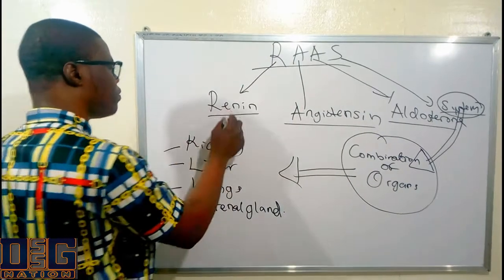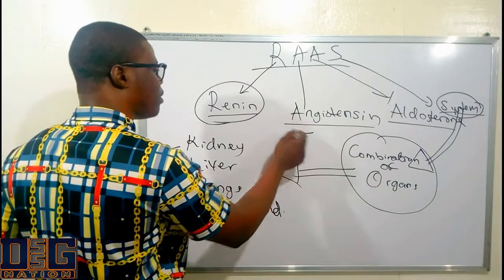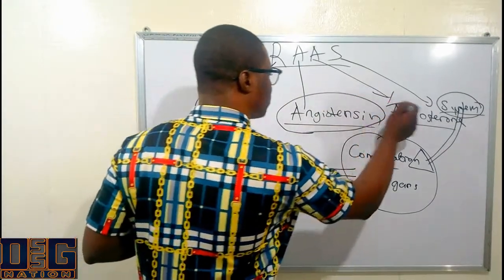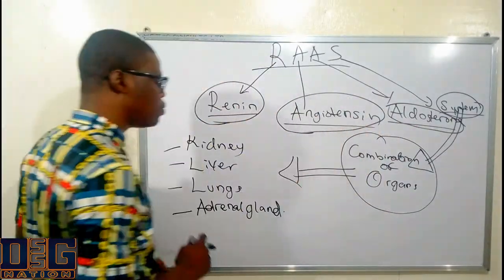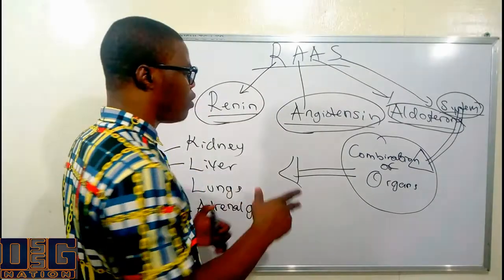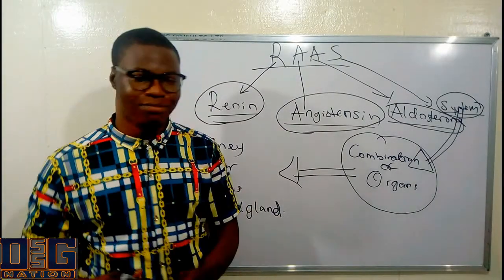So we are going to talk about renin. Then after that we talk about angiotensinogen, and then we talk about aldosterone. But before we proceed, let me just do that in the next scene. So stay tuned.